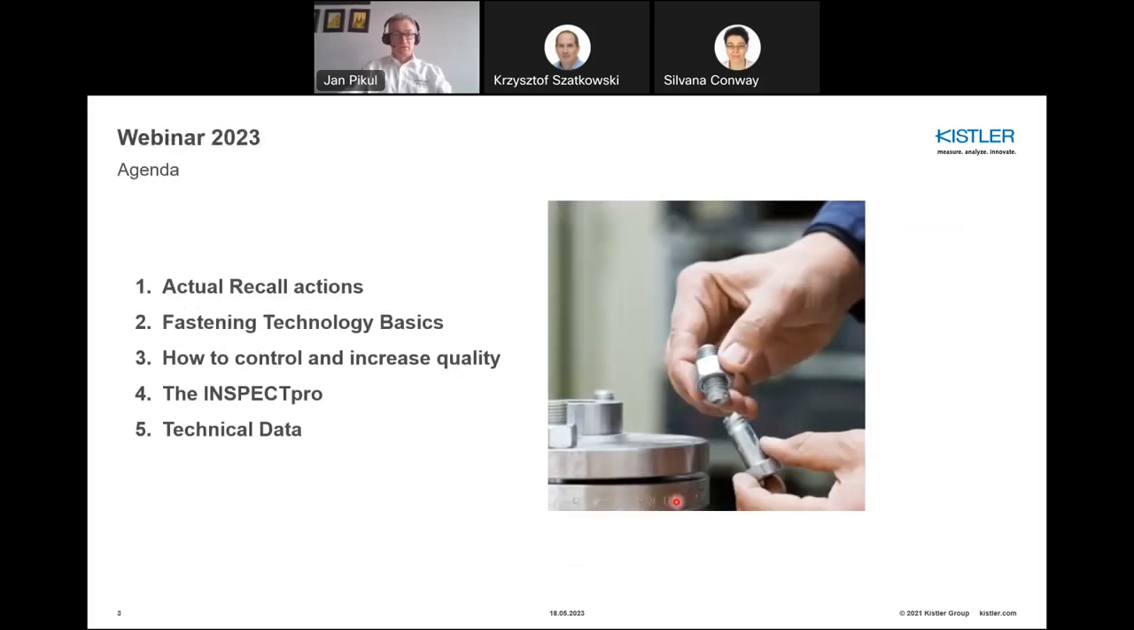So this is the agenda for today. I will start with some general information about recall actions and cost of the quality. Then I will continue with some basic information about physics of the fastening technology. And then we go to the control of the process and how to increase quality during the production process. Today I'm going to focus on the Inspect Pro, our system, which supports us in this process. So we can use the smart small unit for each stage of the production.